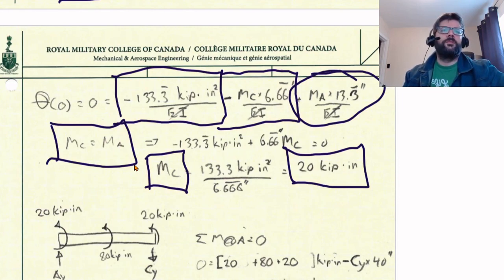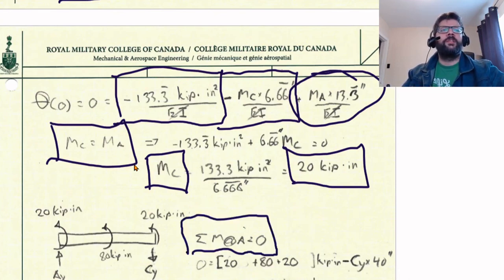So we're going to throw that on our free body diagram here, and we just need to solve for AY and CY. So again, sum of the moments about A needs to be equal to 0, so we'll just add those up. 20 kip inches plus 80 kip inches plus 20 kip inches minus CY times 40 inches allows us to solve for CY as being 3 kips downwards. Thus, AY obviously needs to be 3 kips upwards.